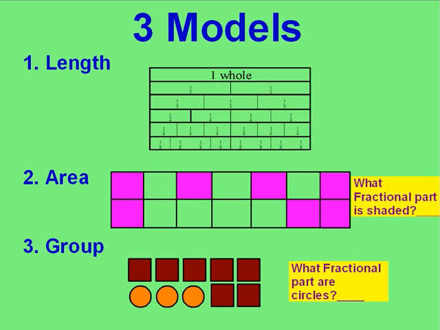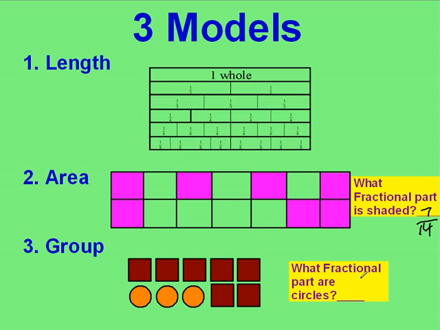There are 3 models when we're talking about fractions. To illustrate fractions, we have the length model, which you can see are these fraction bars here. We also have the area model. So in this particular model, it says what fractional part is shaded. Well, the whole is 14, and the part that is shaded is 7. 7/14 or 1/2.